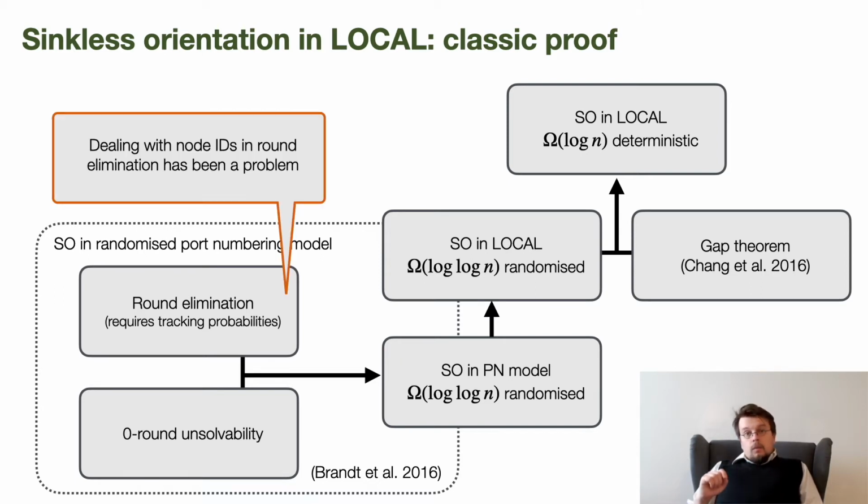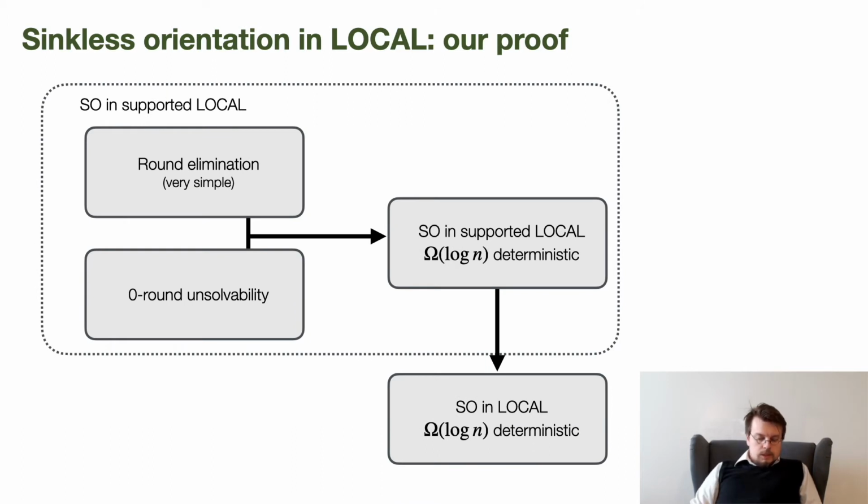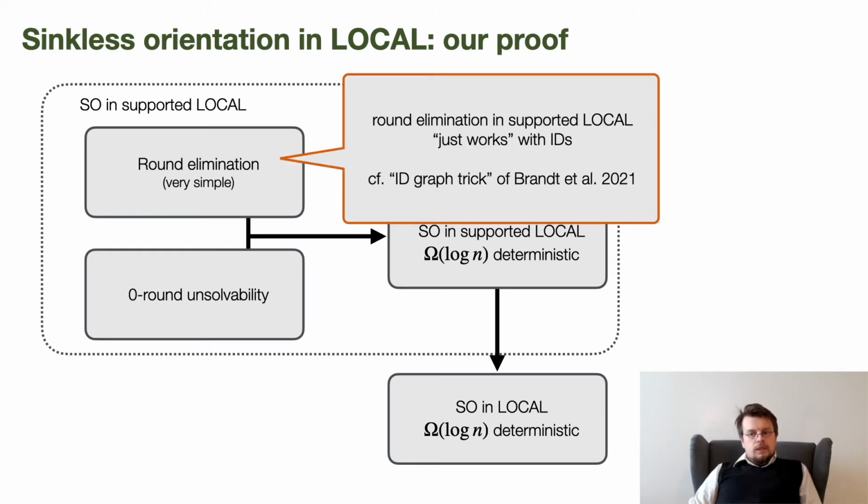bound. And one of the key issues in this proof is that it seems to be very difficult to deal with node identifiers in this round elimination framework, because they can leak extra information that's difficult to handle in the round elimination. So what we do instead is that instead of starting from the LOCAL and going to the weaker model, we start from LOCAL and we go up into a stronger model. And this, strangely enough, makes the proof easier.